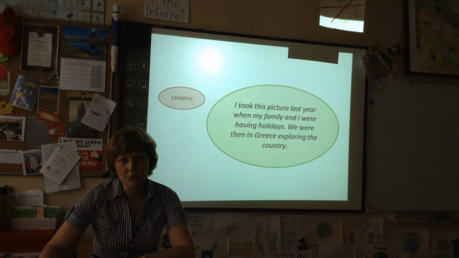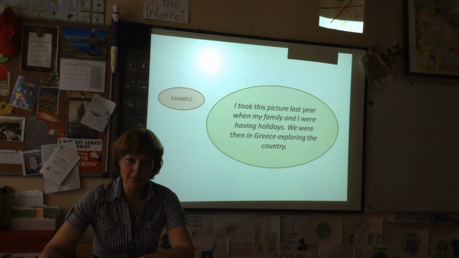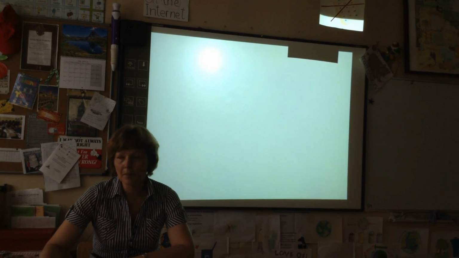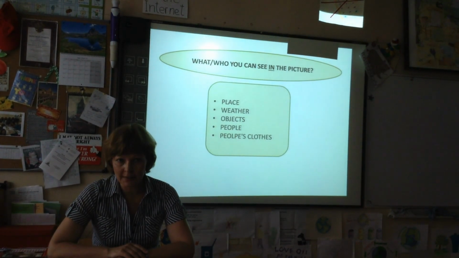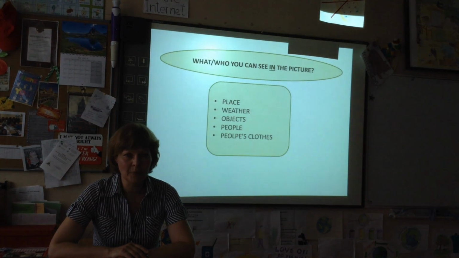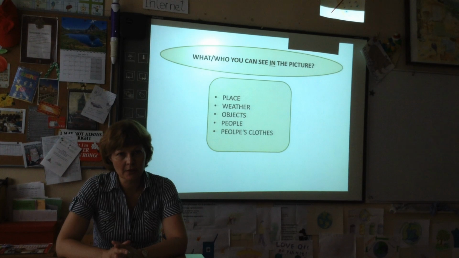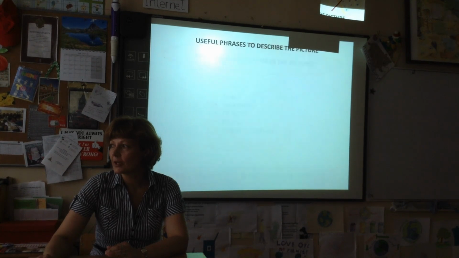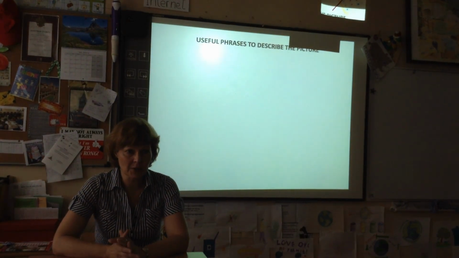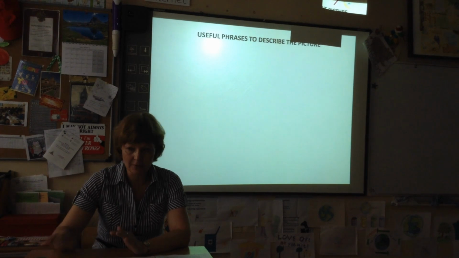Now you have to speak about what and who you can see in the picture. The things which you must mention while describing the picture are a place in general, weather, if possible, objects, people, and people's clothes. You start with the more general information and move to details. There are some useful phrases which you can use to describe the picture and to talk about what you can see in different parts of the picture.